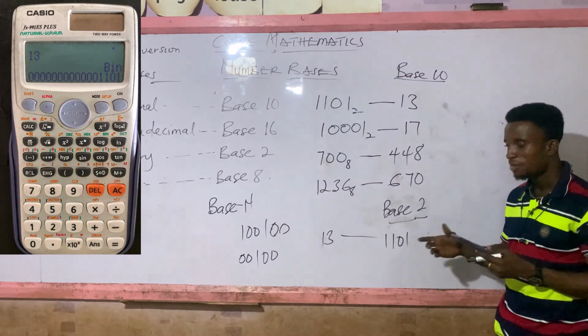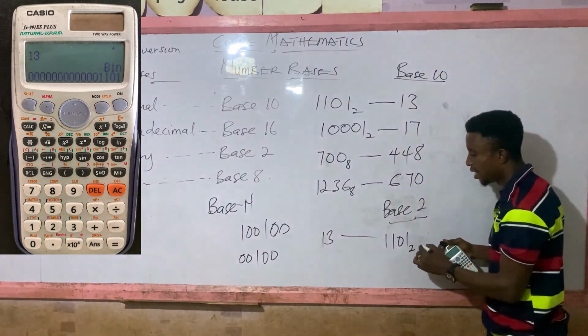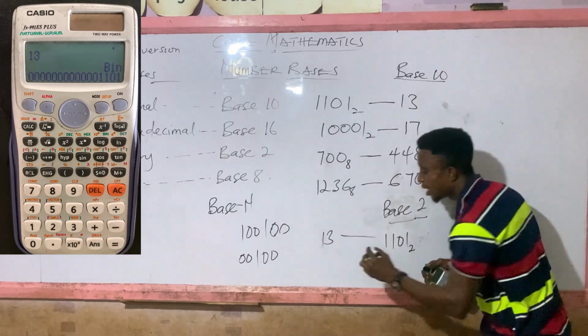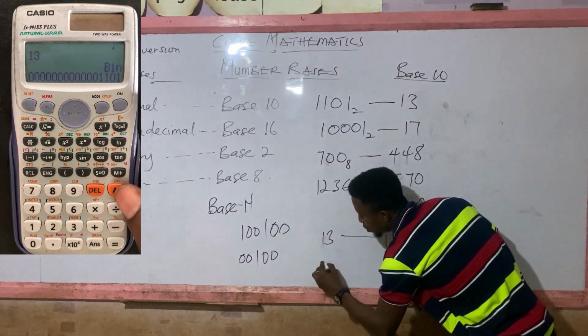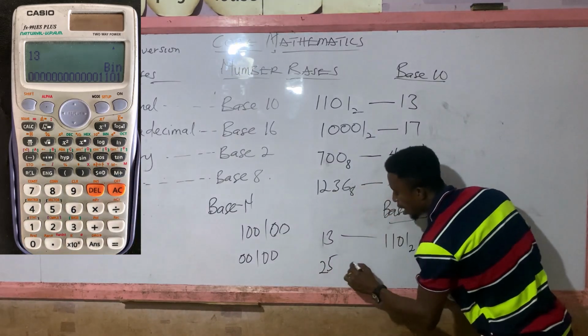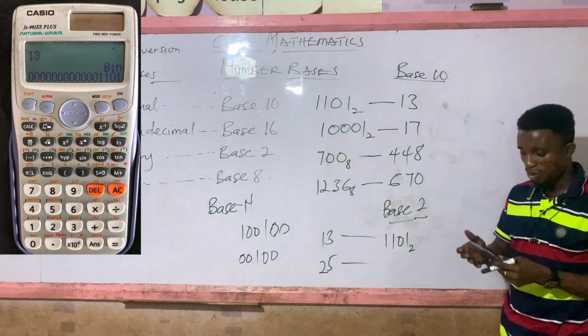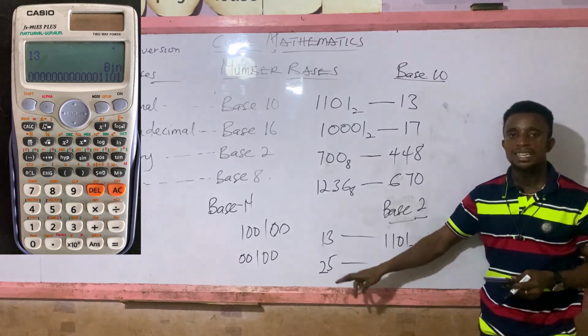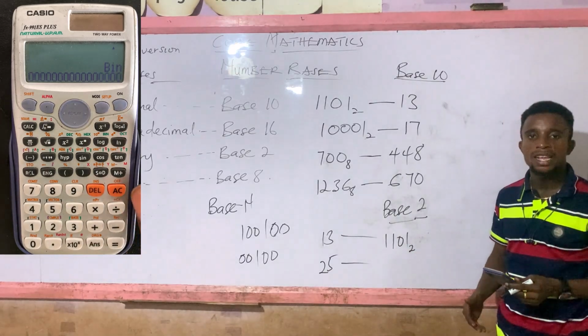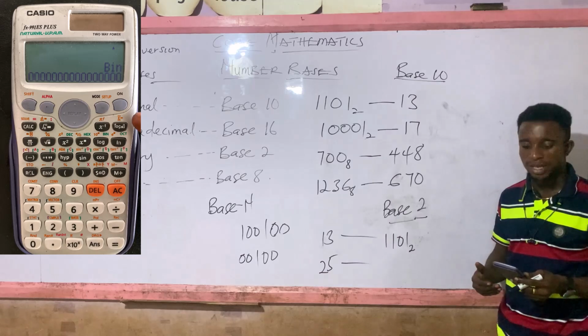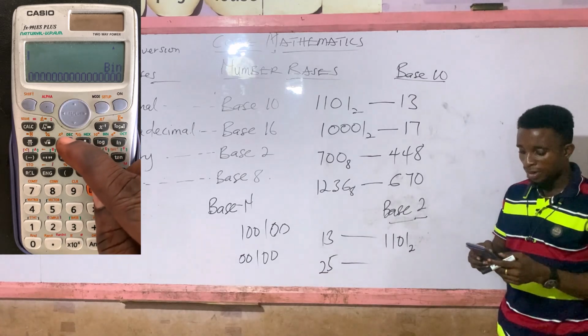1101. Then this one we add our base 2. Let's imagine I give you 25, and you are being asked to convert to base 2. So you have to make sure the deck is available, meaning it is ready to take base 10. So what do I do? I click on the deck.